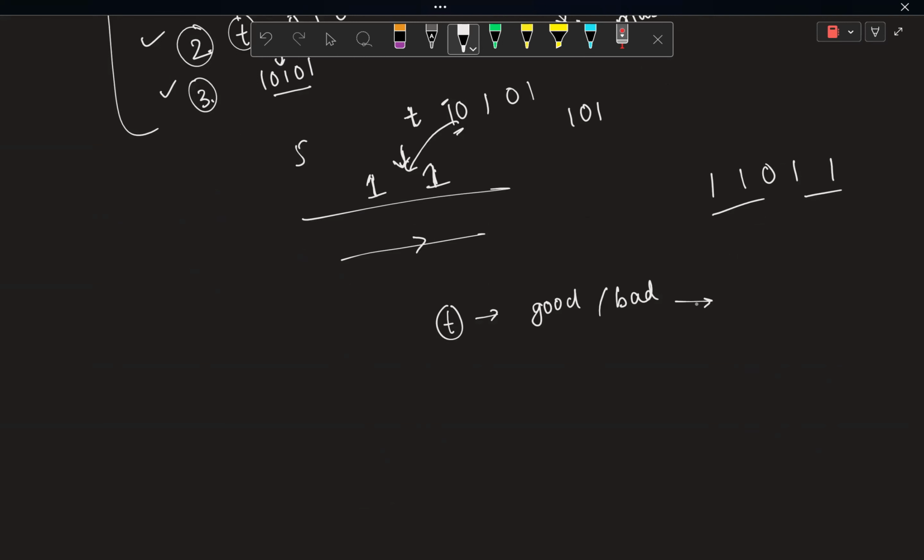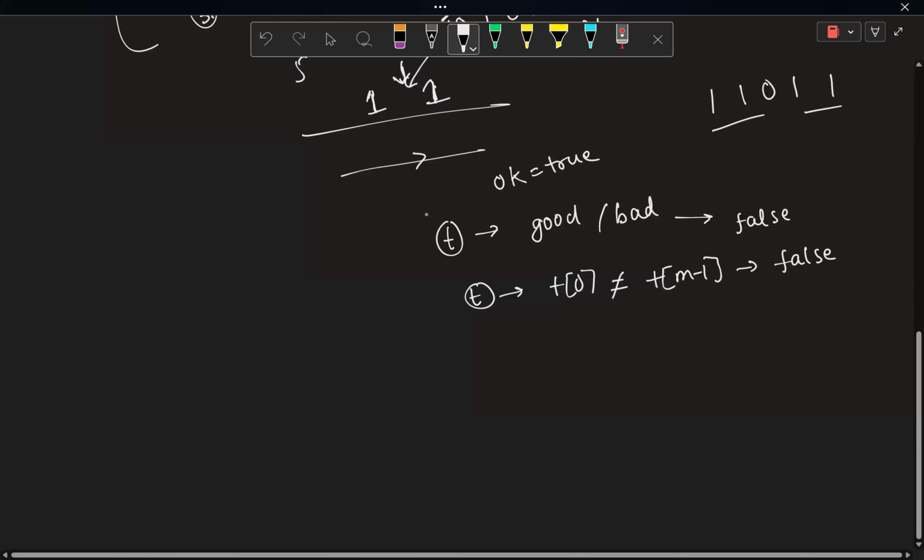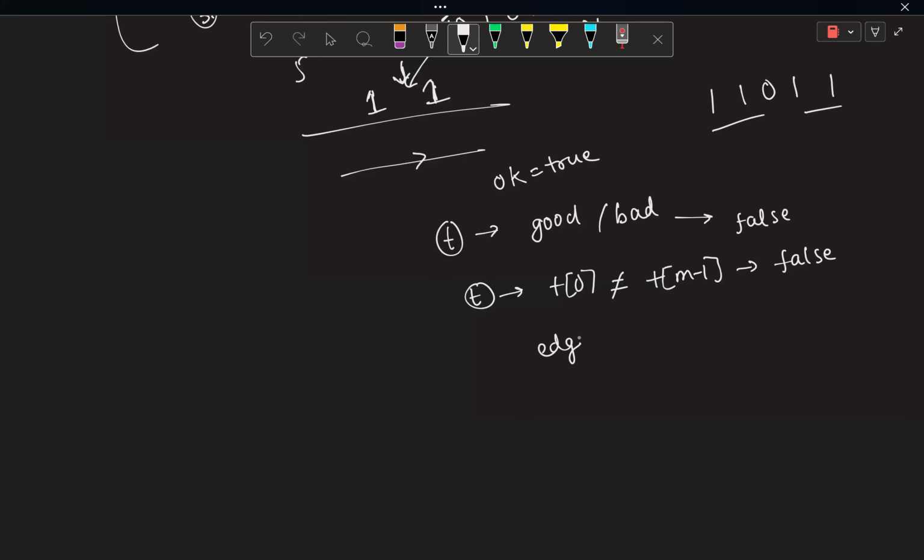If it is bad, then just mark it somewhere. I just created a bool okay, which I initialized with true. If I see that it is bad, then I set okay to false. If the endpoints of T were not the same, if T0 and T of m minus 1 are not the same, then again this will become false. And in case after that, if T is good and both of the ends are the same, then I will say that there is something like, not even this is required.